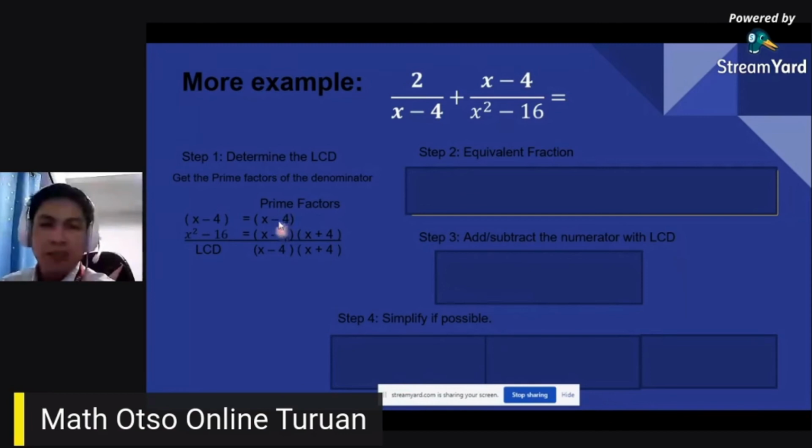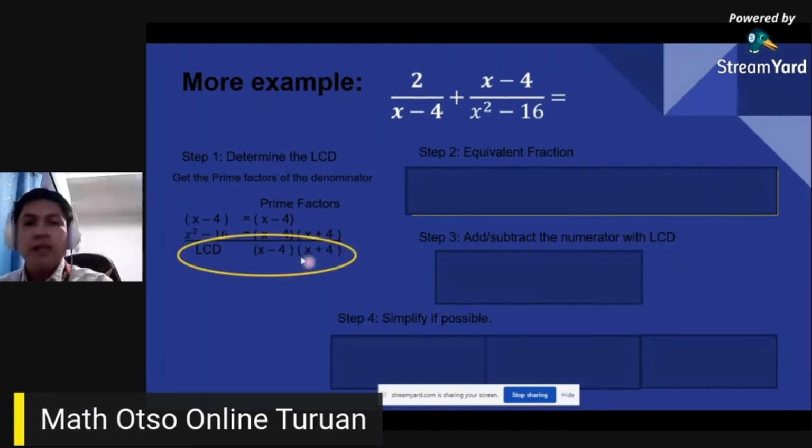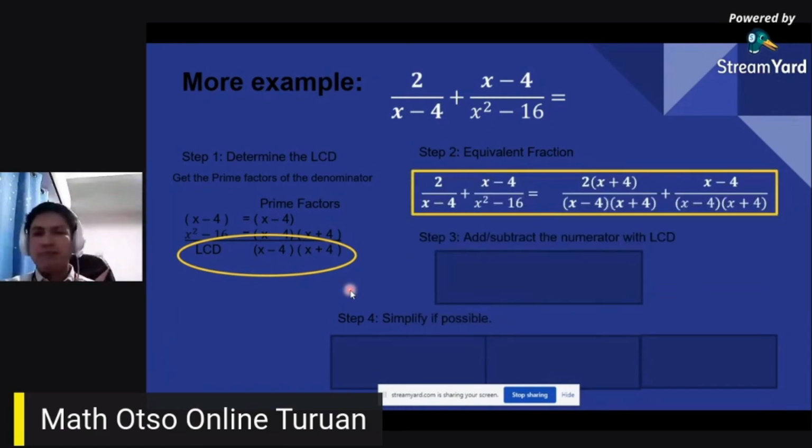Then, kung mapapansin nyo, yung x minus 4, magkatapat. Why? Because they are common. Common factor. Then, bring down all the factors. So, x minus 4, isang baba lang yan kasi nga common. And then, x plus 4. Therefore, ang LCD natin ay x minus 4 times x plus 4. Yan ang LCD natin. Okay? So, let's proceed.